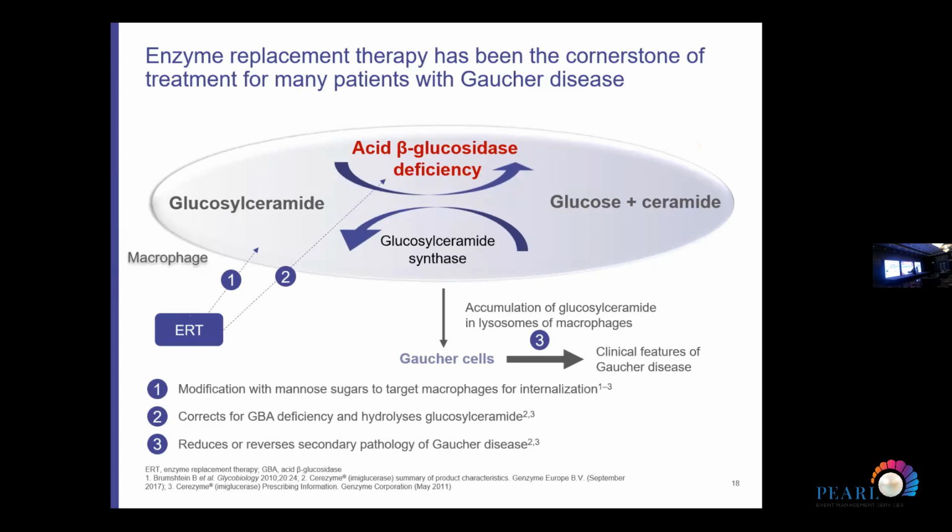When the enzyme goes into the lysosome, it corrects the deficiency of the enzyme and works to hydrolyze or break down the accumulating compound, which is in this case glucosylceramide. And as a result, it reduces and helps to reverse the secondary pathology that is seen in this condition.